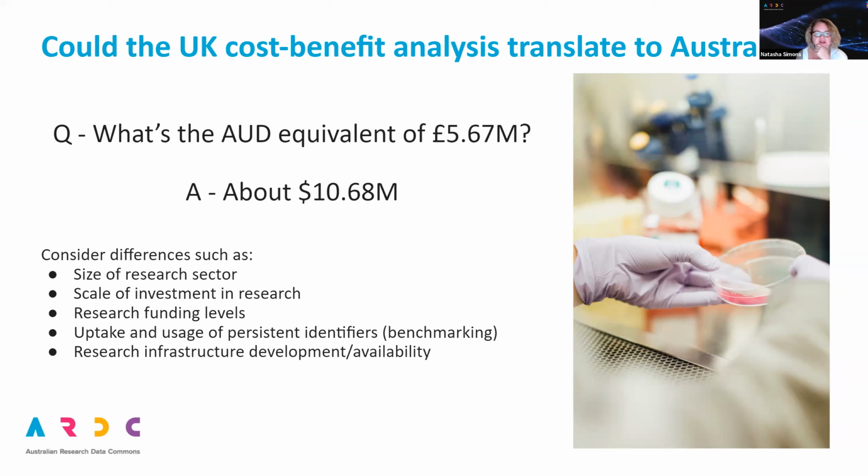So we're thinking, well, what would that look like in Australia? And that equivalent for us is about $10 million. However, there are differences in Australia from the UK, like the size of our research sector is different. The scale of investment in research in Australia is therefore different to the UK. The funding levels for research are different between the UK and here. And also the uptake and usage of persistent identifiers, we would need to benchmark that at the start of a survey to see where are we at, and then where do we need to go. And also the availability and development of research infrastructure is another factor that we'd have to take into account, if we were to do that cost benefit here.